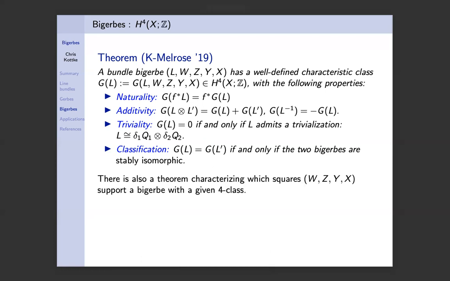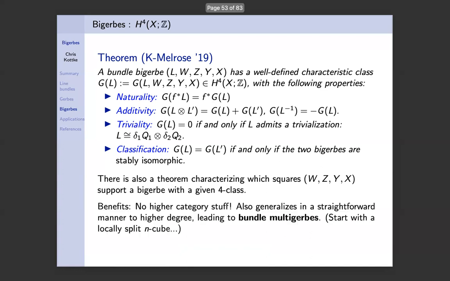And there's also a theorem, you can ask the same question: I have a given 4-class. When can I use a given locally split square to represent this 4-class by a bigerbe? There's a theorem that tells you a condition on W, Z, and Y, and the maps to support a bigerbe.